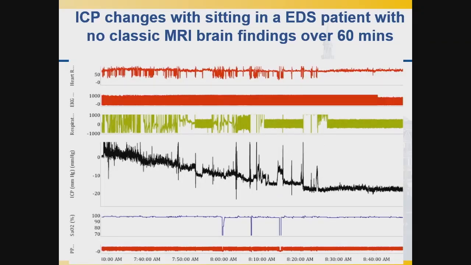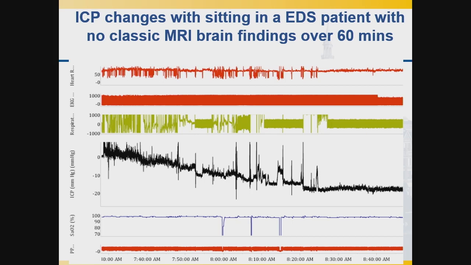This is a patient who had classic orthostatic headaches, had no imaging findings of intracranial hypotension, meaning no pachymeningeal enhancement, no sagging, no pituitary enlargement, no venous engorgement. And as you can see, when she goes from lying to sitting position, over a course of 60 minutes, her pressures start slowly trending down.